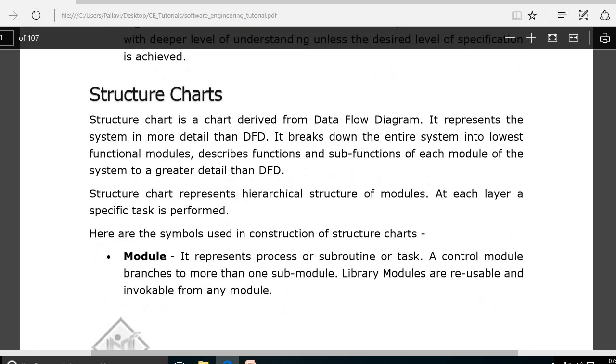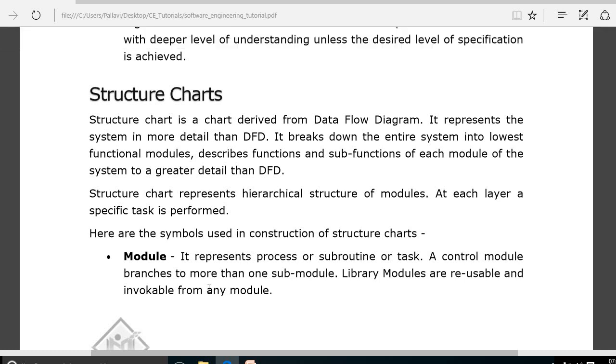Next, structure chart. A structure chart is a chart derived from the data flow diagram, DFD. It represents the system in more detail than DFD. It breaks down the entire system into lowest functional modules, describing functions and sub-functions for each module of the system, to a greater detail than DFD. So a structure chart represents the hierarchical structure of modules, where at each layer a specific task is performed.